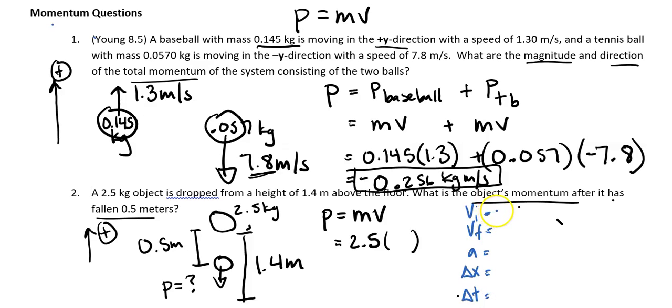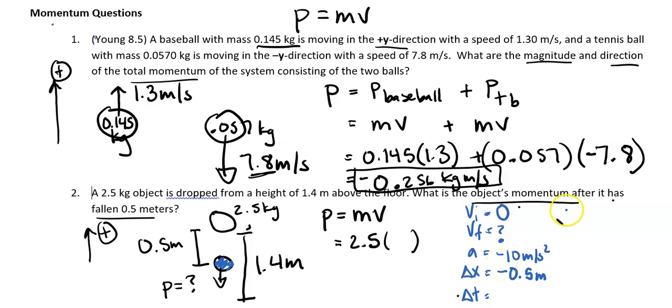So it's dropped. So initial velocity is 0. We want to find final velocity. Acceleration is negative 10 meters per second squared. It's in free fall. Okay, displacement. Am I going to use 0.5 or 1.4? Both numbers are in there. We only want the momentum after 0.5, so I'm going to just put in 0.5. And again, it is going downwards.